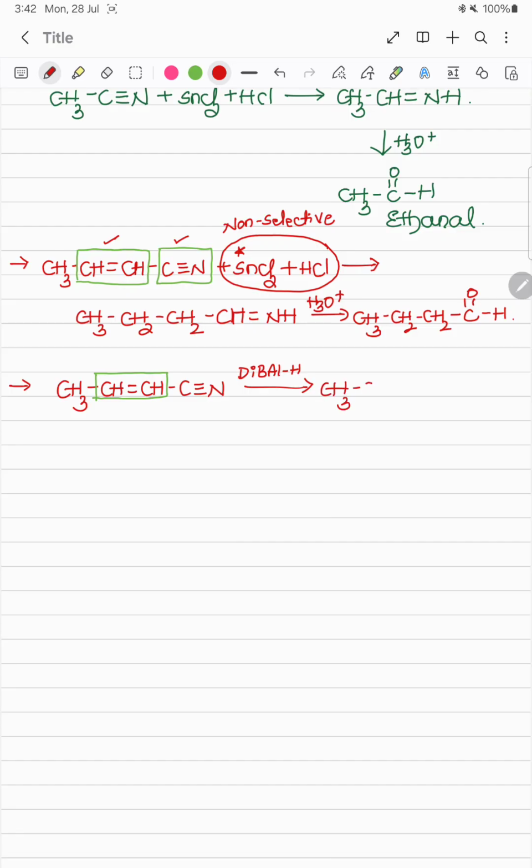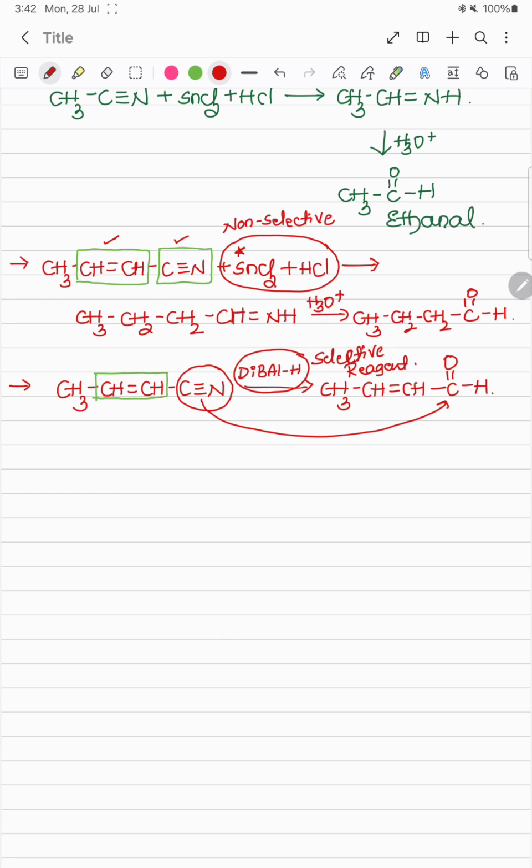You will get the final product, that is CH3, CH double bond CH, CHO. Have you noticed, only the triple bond has been converted into an aldehyde group. Only nitriles are reduced, only this part of the molecule is being converted into aldehydes. Left side everything remains the same. Therefore, DIBAL-H will straight away become a selective reagent.